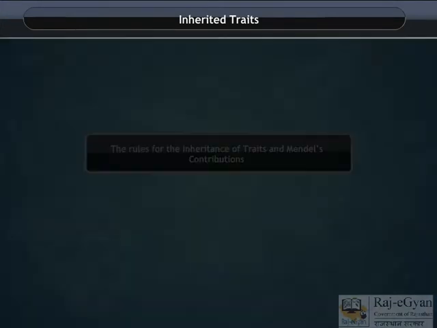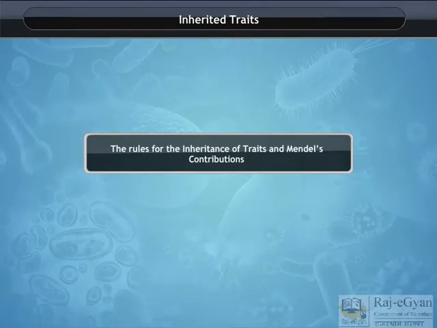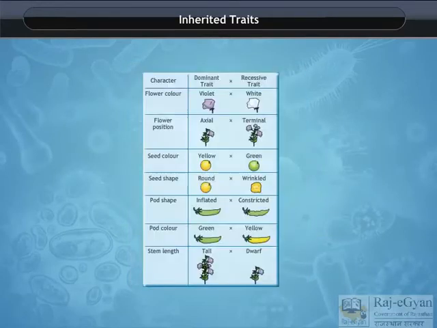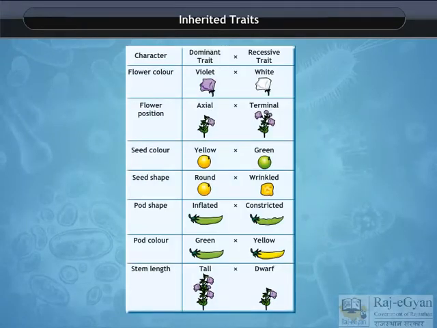Let us now study the rules for the inheritance of traits and Mendel's contributions. Mendel worked out the main rules of such inheritance, and it is interesting to look at some of his experiments. Mendel carried out his experiments by using garden pea with the 7 contrasting visible characters.